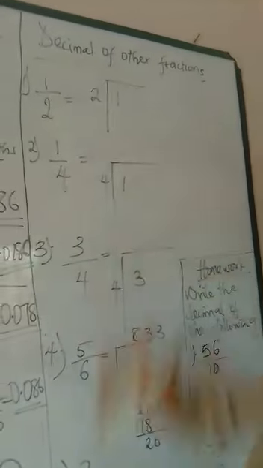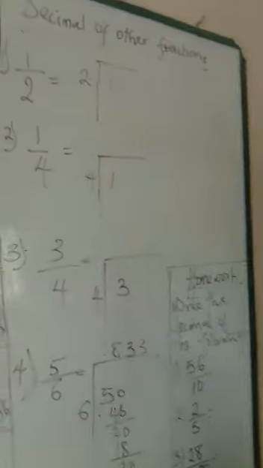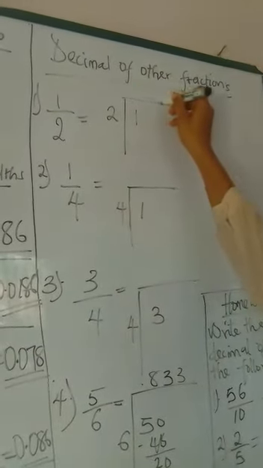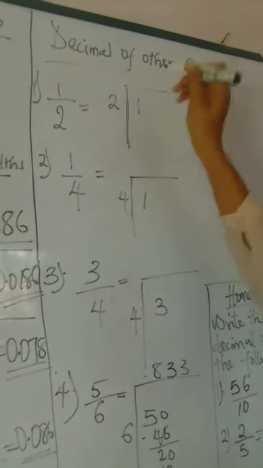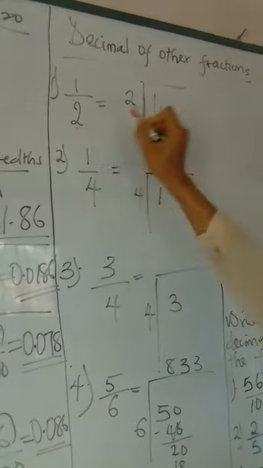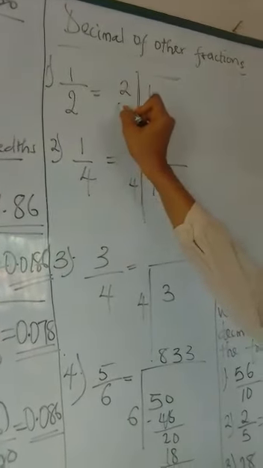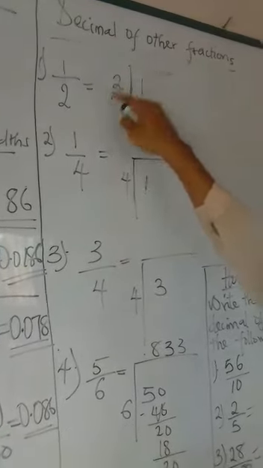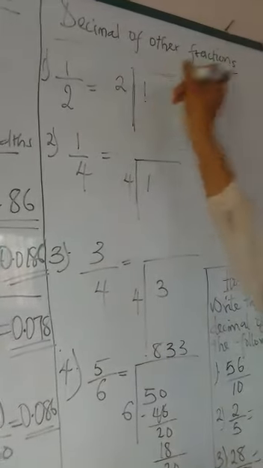Let's look at the decimal of other fractions. I have here 1 over 2. In decimal of other fractions, I will draw the line of my long division. Now, my denominator, 2, should be on the outside, then my numerator should be inside. Then I divide. 2 divides 1.